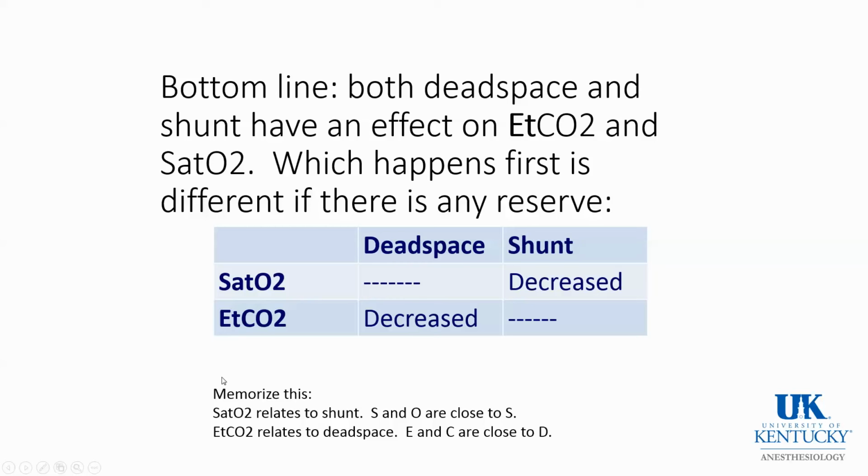If you're like me and you just need something quick that can help you remember the terminology, just remember that oxygen saturation, both O for oxygen and S for sat, are close to S for shunt. So it should become reflexive. If the patient has a problem with saturation, you should be thinking about causes of shunt. Whereas end-tidal CO2, the E in the end-tidal and the C in CO2 are both close to D for dead space, and once again, it should be reflexive. If a patient has a change in their end-tidal CO2 or in their arterial CO2, it's just in a different direction, then you should be thinking about causes of dead space.